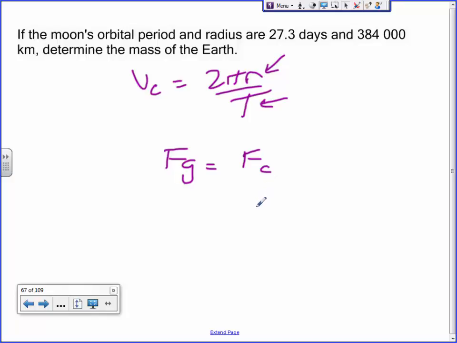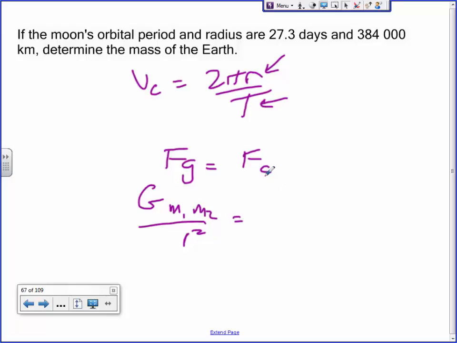Now, there's a couple of ways we can do force of gravity. Mass times gravity, like little m times g. That will get us the mass of the Earth, though, right? So we should use the big force of gravity, m1 m2 over r squared, because one of these masses is the mass of Earth.